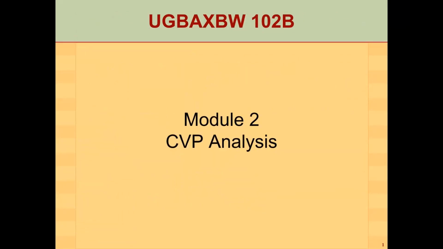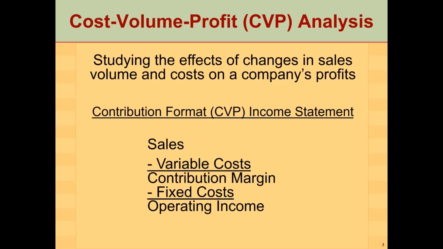Here we're going to look at CVP Analysis. CVP Analysis stands for Cost, Volume, Profit Analysis. This is going to pick up on a lot of the concepts we did in Module 1, so you want to make sure that you're familiar with variable costs versus fixed costs.